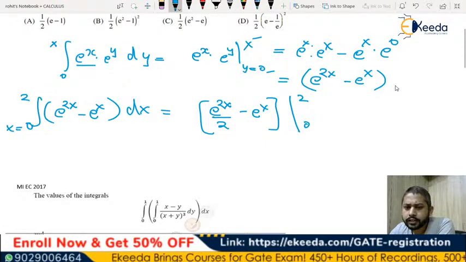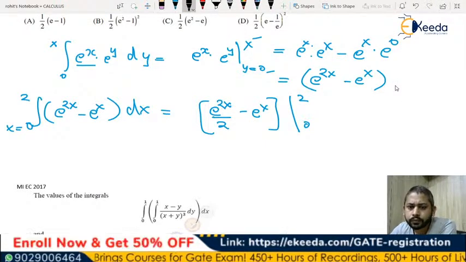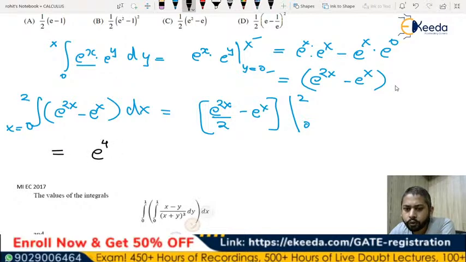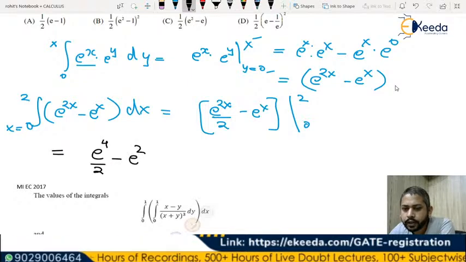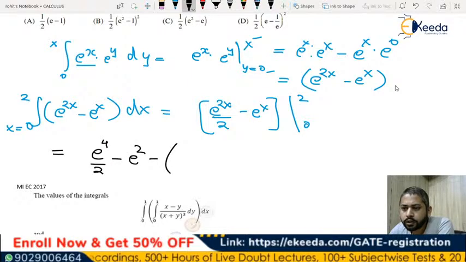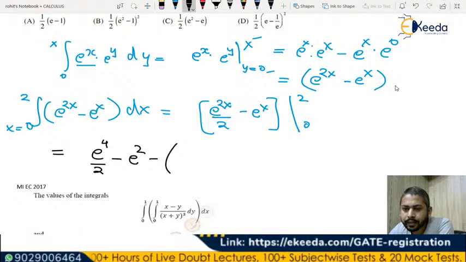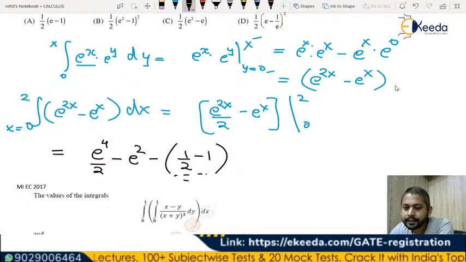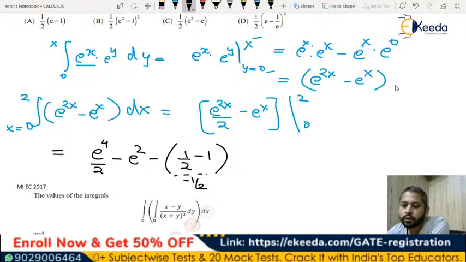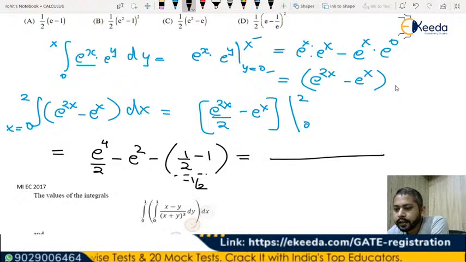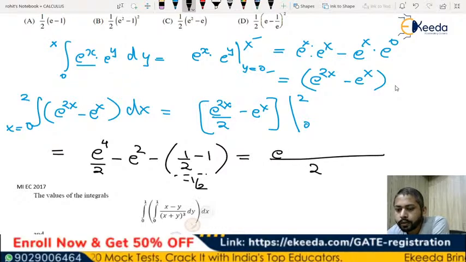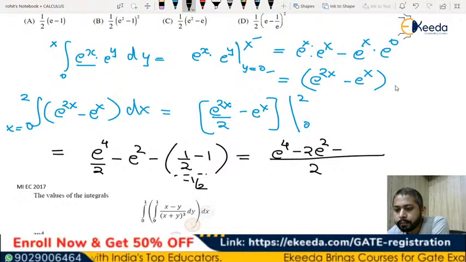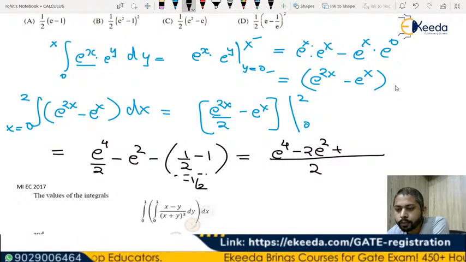For x equal to 2, it is e to the power of 2 into 2, so e to the power of 4 by 2, minus e square. Minus, when you put 0, e to the power of 2x will become 1 by 2 minus 1. So overall this becomes minus half. I'm writing it here. If you take the LCM, you can write it like this: e to the power of 4 minus 2e square plus 1.